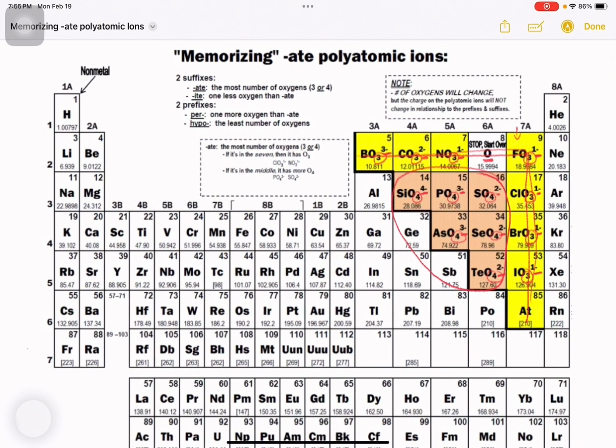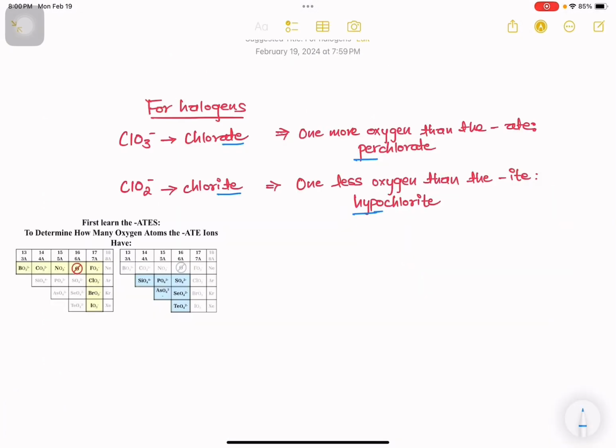This FO3 minus is fluorate, okay. If I decrease 1 oxygen, FO2, charge is same, remember, it is going to be fluorite, okay. There is a little bit more for the halogens, okay. So all these are halogens, okay. ClO3 is chlorate, ATE. 1 less oxygen, ClO2, charge is same, okay, chlorite, ITE.